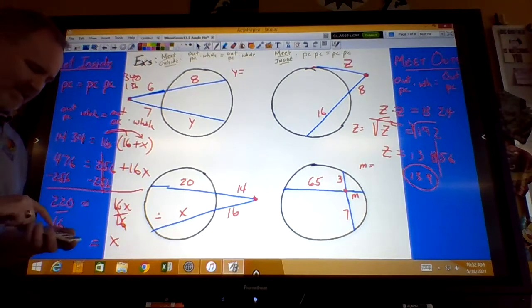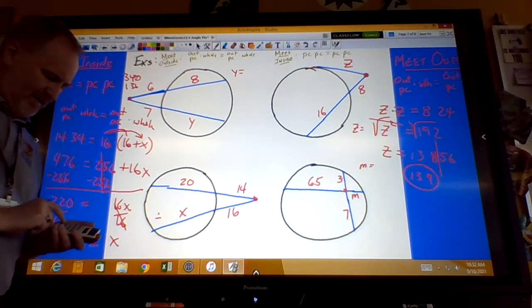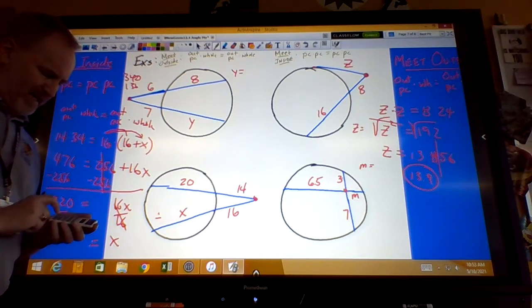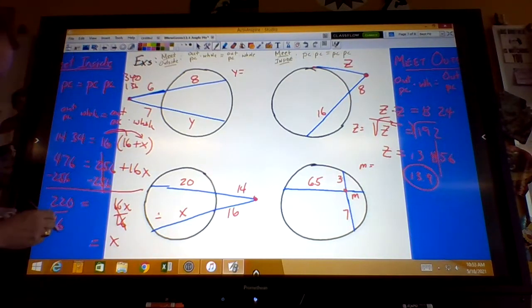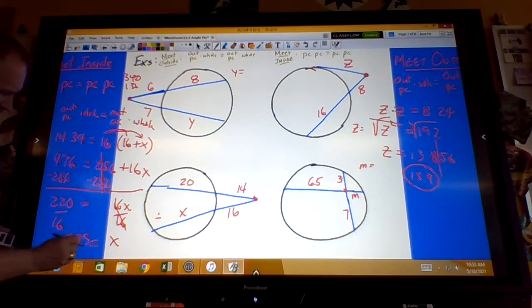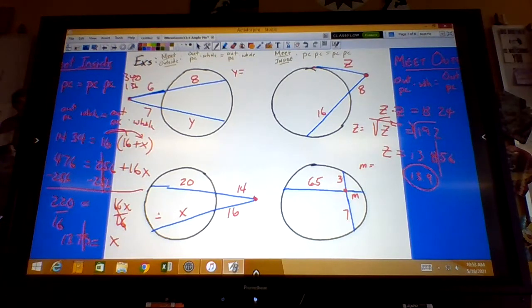220 divided by 16. I'm going to use my handy dandy basic calculator. Divided by 16. It's going to spit out a decimal. Oh, not a very long decimal. 13.75. Well, if you round that to the nearest tenth, you would chop it right there. That 5 is just big enough to make that 7 round up to a 13.8. Awesome. I hope you got that at home.